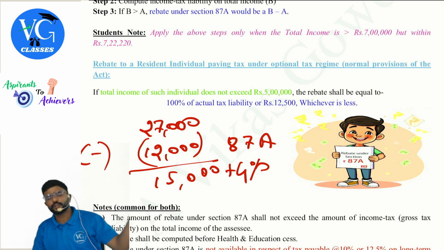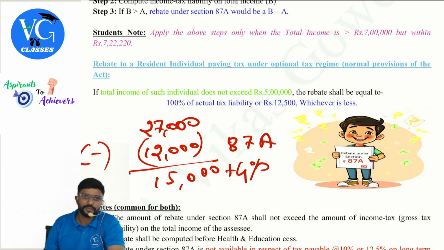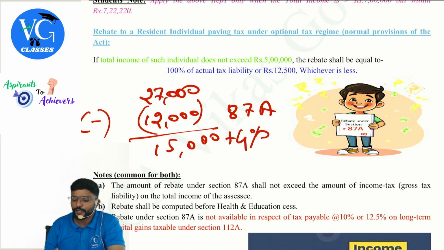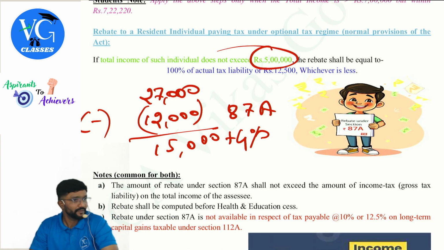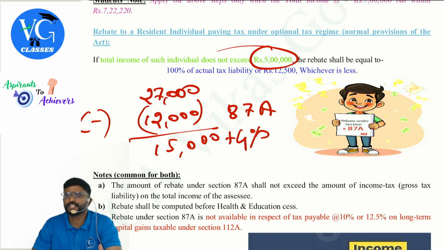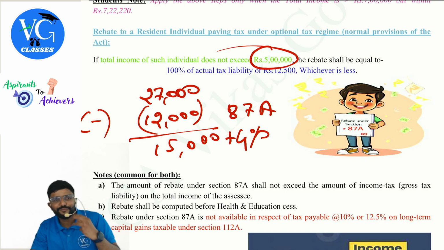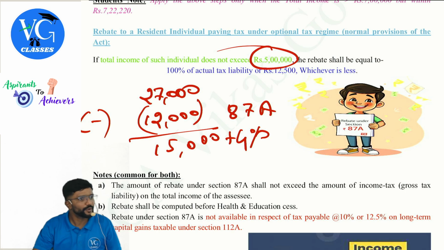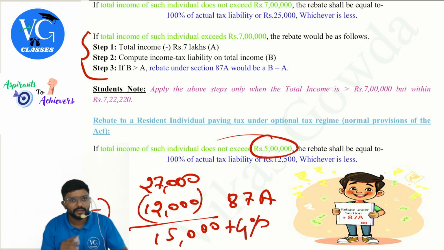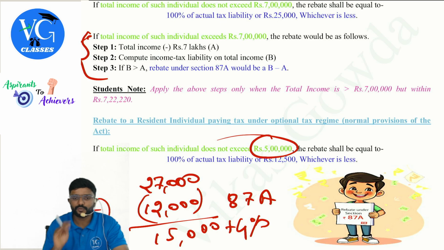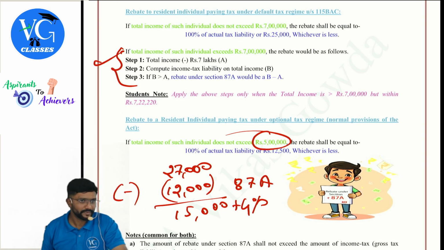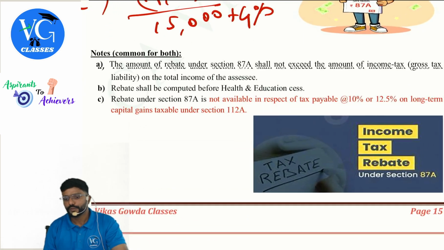What if the assessee is opting out of the default regime and following the optional regime, sir? They are eligible for rebate only if their total income is up to 5 lakh. How much is the rebate? Actual tax liability or 12,500, whichever is lower. Sir, what if my income is more than 5 lakh? No rebate. Sir, what about the marginal relief concept? Not available under the optional regime. So this concept is only under the default regime.